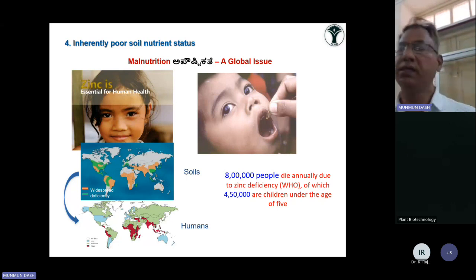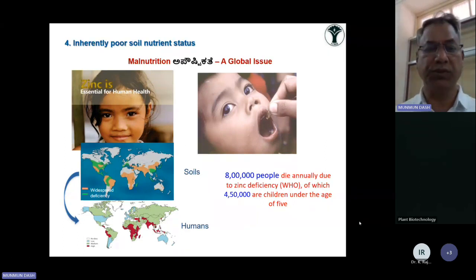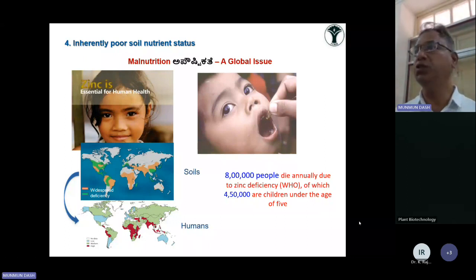We all know that soil fertility and soil nutrient status are directly related to human nutrition status. It is a well-established fact. This is the widespread soil issue: the world map above shows a widespread deficiency of nutrients in the soil, and a similar deficiency has been seen in humans.